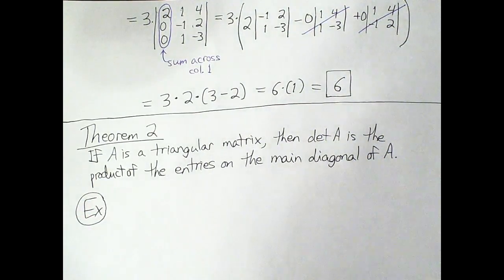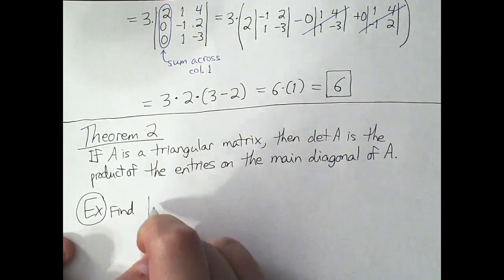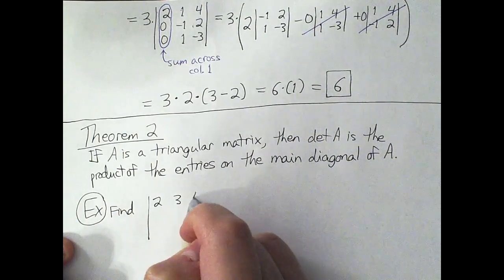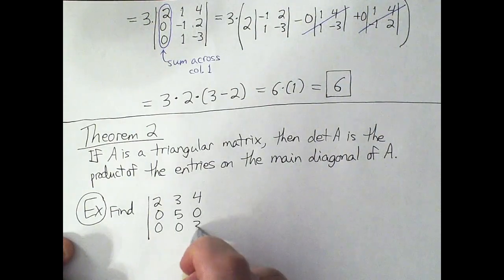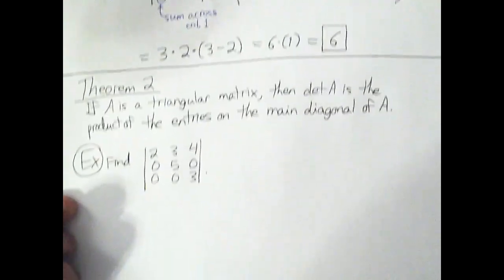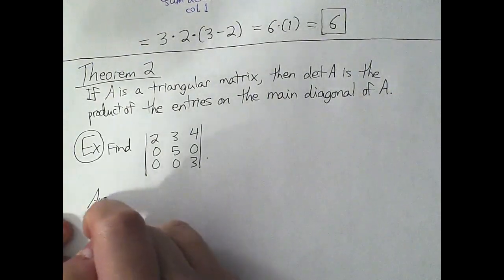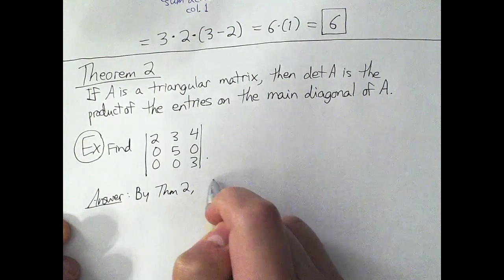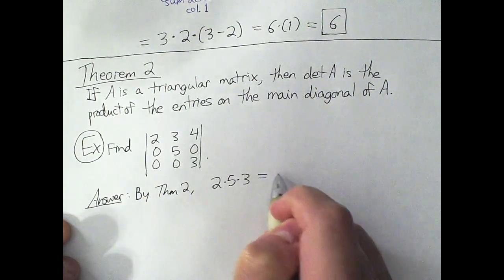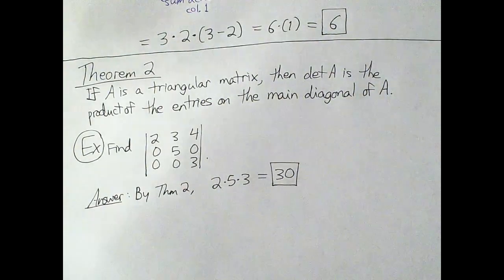I mean, we could do a proof or we could do an example, but I think I would rather do an example. So I'm going to show you, let's say we want to find this, and it has the vertical bars, so you know that it's asking you to find the determinant of this matrix. So the theorem says, here, we're going to do this both ways. Answer by theorem 2, you just do 2 times 5 times 3. You get 30. Boom, we're done. But why does that work? Let's talk about why that works.